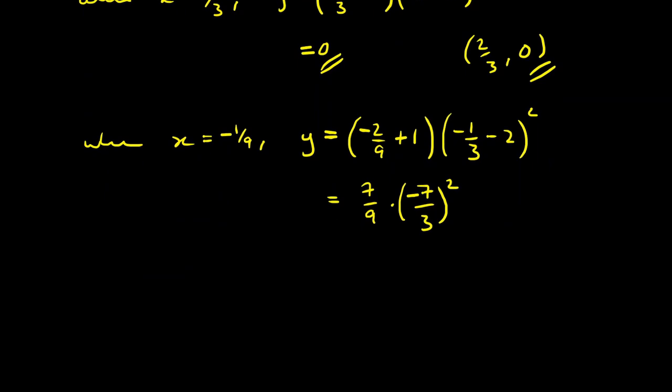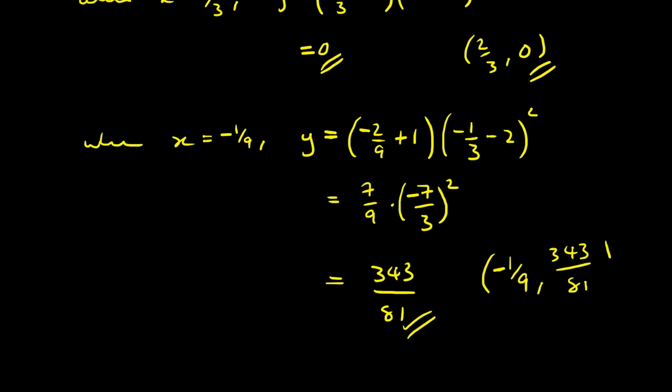So I'm going to get negative 7 squared is 49 times another 7, so 7 to the power of 3 is 343. And 3 squared is 9, and then 9 times 9 is 81. I get 343 upon 81, and that doesn't simplify. So my other coordinate is going to be negative a ninth, comma, 343 upon 81. Okay, and that should be my answer.